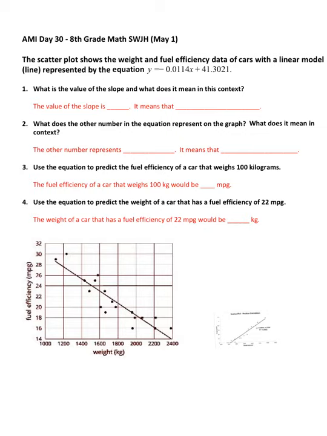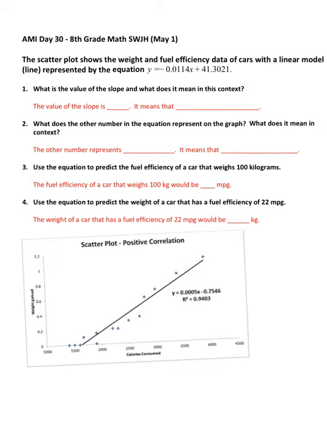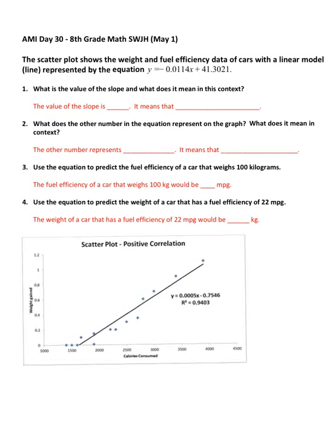And so I'm going to use another scatter plot just to kind of talk you through the different ideas. So let's look at my scatter plot. My scatter plot is comparing calories consumed to weight gain. And then it has the equation. And so obviously the equation tells us the slope, that's the coefficient of x, that's the number in front of x.